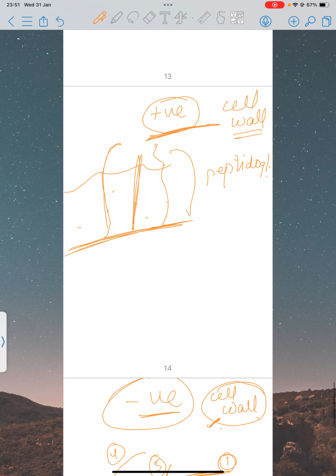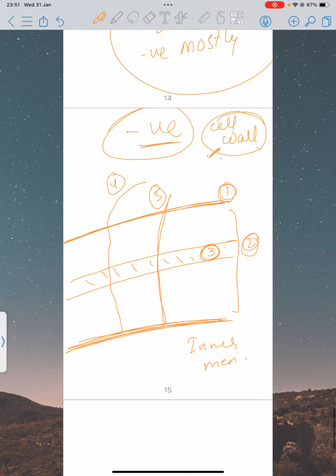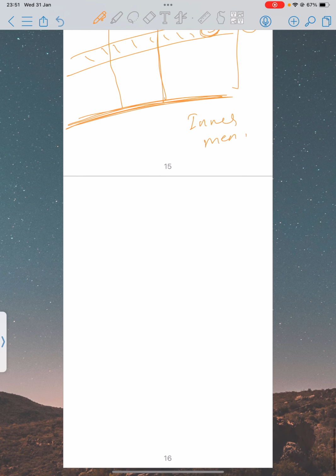But in case of gram positive, it was the peptidoglycan layer number 1, teichoic acid number 2, and additional to it there can be pili and flagella. Pili, as I said already, is seen in gram negative mostly.